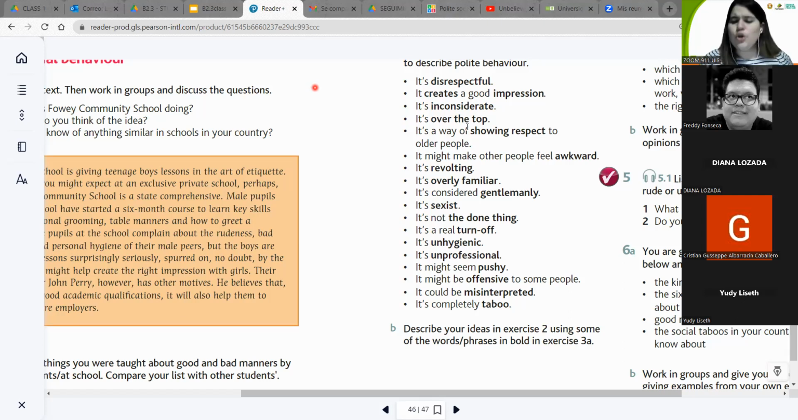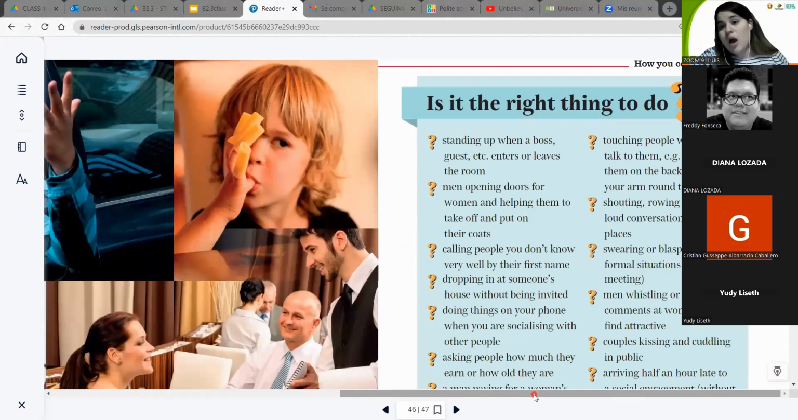Okay, good. It might be offensive to some people, so we all understand the meaning, and it could be misinterpreted. And the last one, it's completely taboo. So we're good with the definitions, right? Yes. Okay, very good.